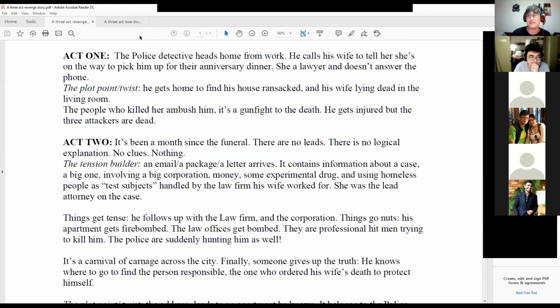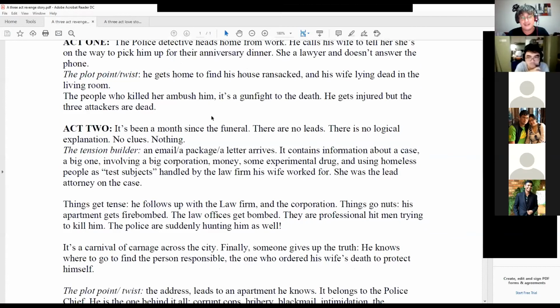You've already established that he's a cop. You've already established that there's some big bad evil guy somewhere that has literally just killed his wife, blown his house apart, and ripped this guy's life to shreds. That is your introduction. That is your setup.